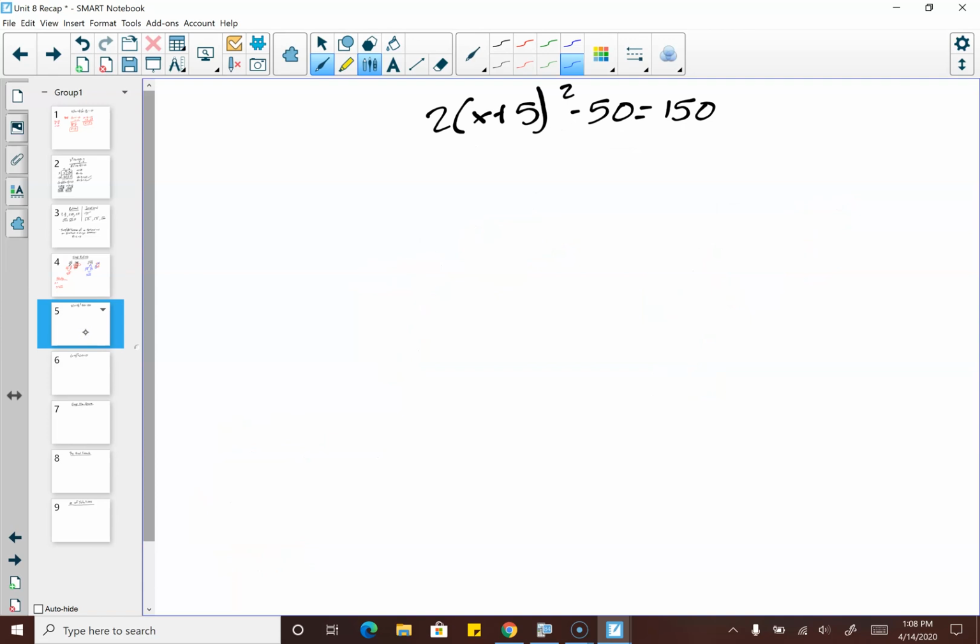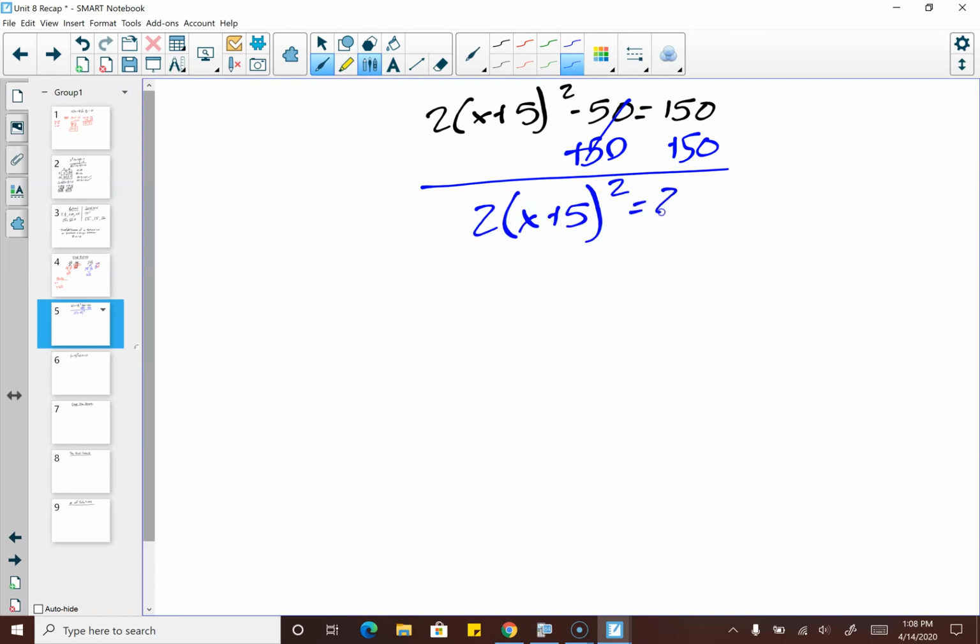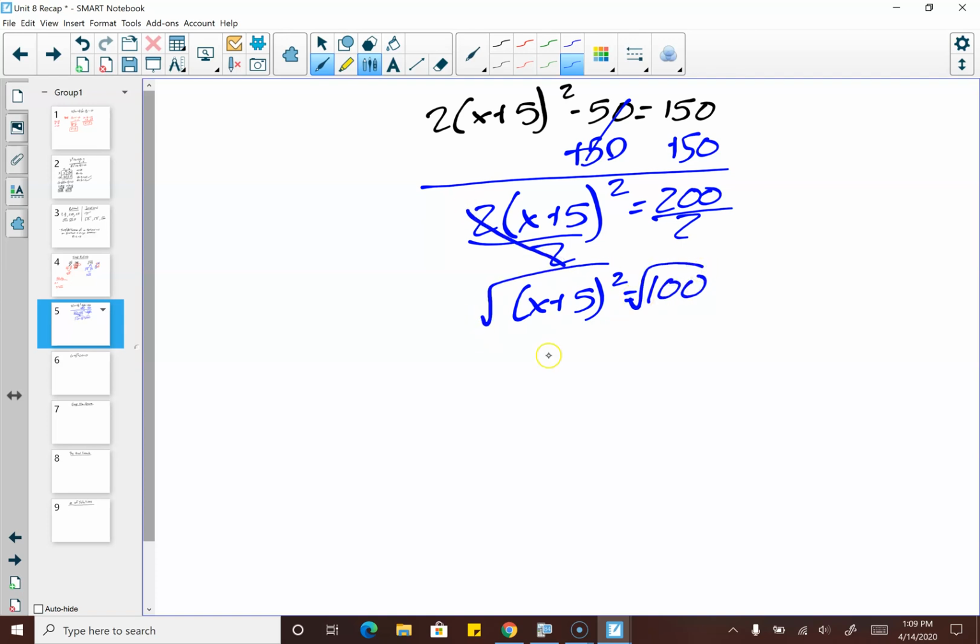So for example, here's a little bit of our solving. So this would be an inverse operation. We want to work to get the parenthesis by itself. So we'll add the 50 to both sides first to start. 2 parentheses x plus 5 squared equals 200. Divide by 2, divide by 2. X plus 5 squared equals 100. Square root both sides. When you square root a parenthesis, you just get what's left inside. Square root of 100, since 100 is perfect, and we are now solving, the square root of 100 is plus or minus 10. We'll subtract the 5 on both sides.